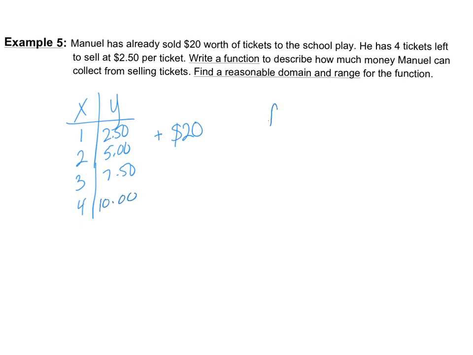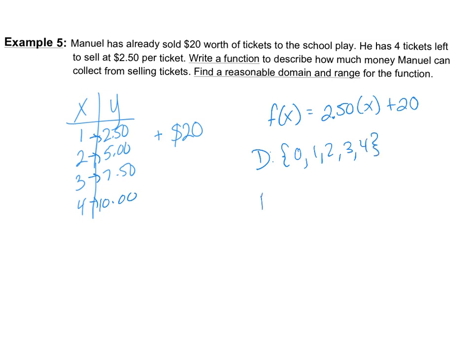So as a function, what's happening from the x to the y every time is that we're multiplying by 2.50. So we're taking the x value and we're multiplying by 2.50 to get the y value, plus we're adding $20 each time. So an acceptable domain would be that he could sell 0 tickets, 1, 2, 3, or 4. And the acceptable range would be, he's already, for 0, he still made $20, but if he sells 1 of them, it's going to be $22.50. 2 of them would be $25, 3 of them would be $27.50, and 4 of them would be $30.